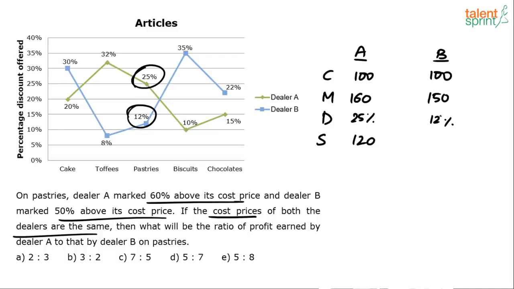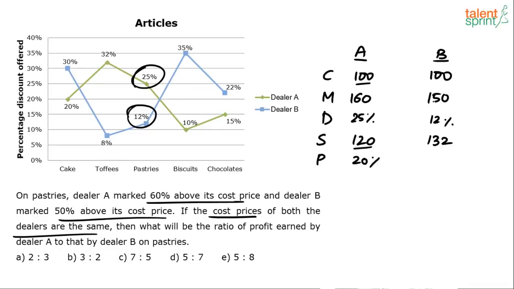12% discount here. 12% of 150 is 18 rupees, right? So selling price will be 150 minus 18, which is 132 rupees. So what's the profit? Profit is 100 becomes 120. So profit is 20%.